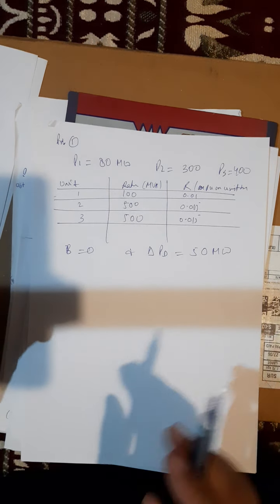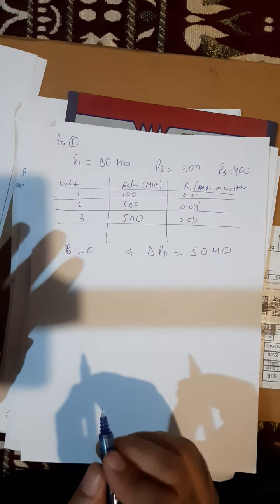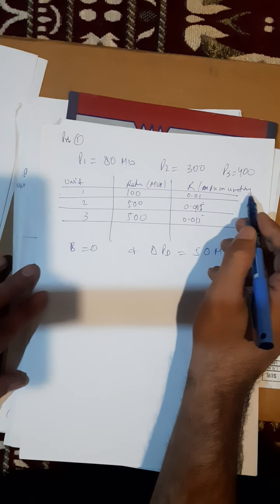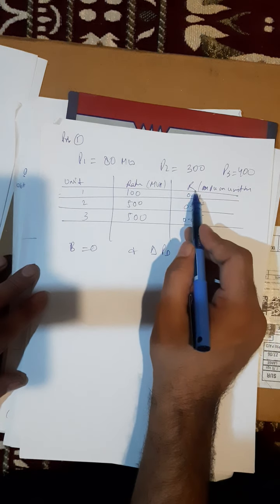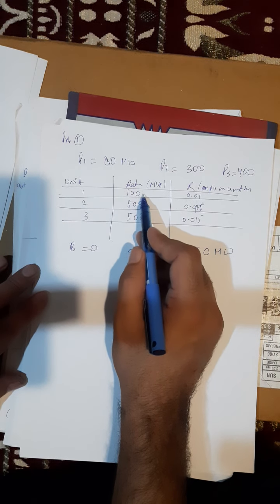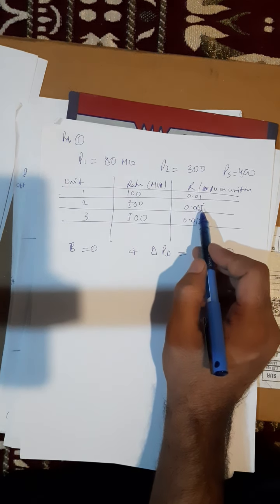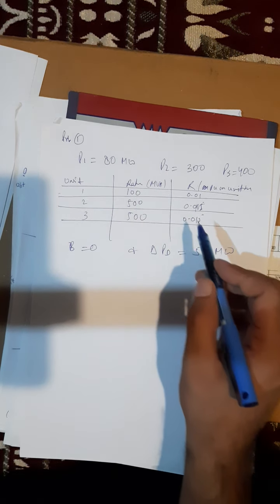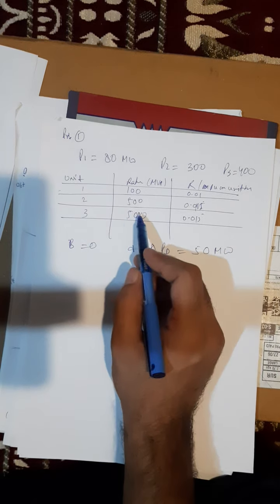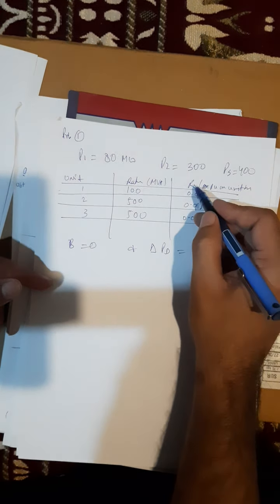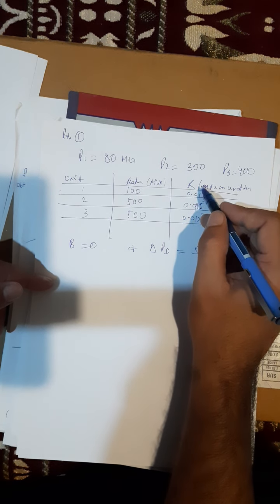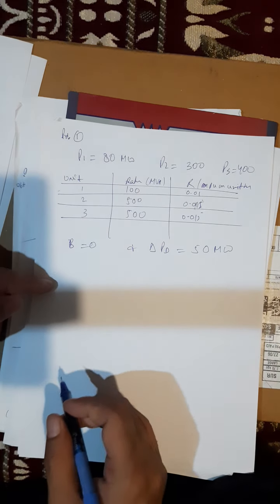So first case, when B is 0, we will take that the regulation is given on unit base. Means for calculating regulation of unit 1, the base MVA was taken 100, and for unit 2 in per unit, the base MVA was 500, and for unit 3 in per unit, the base MVA was 500. So we have to calculate R per unit on a single common base.